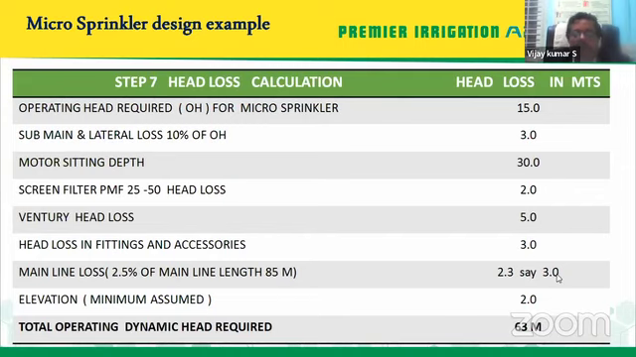And elevation, no plot generally has, there will be a minimum elevation. So I have taken around 2 meters. So when I total up all these heads that are required for the system to work correctly, you require around 63 meters head.